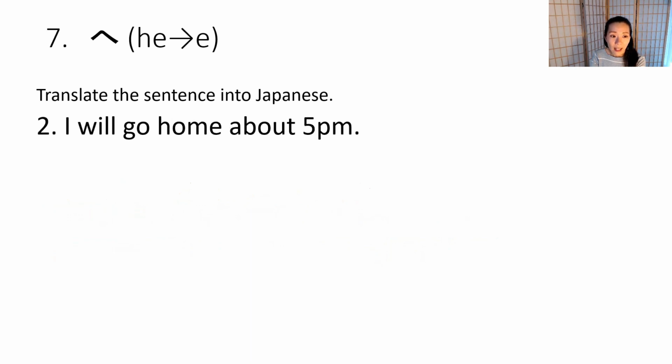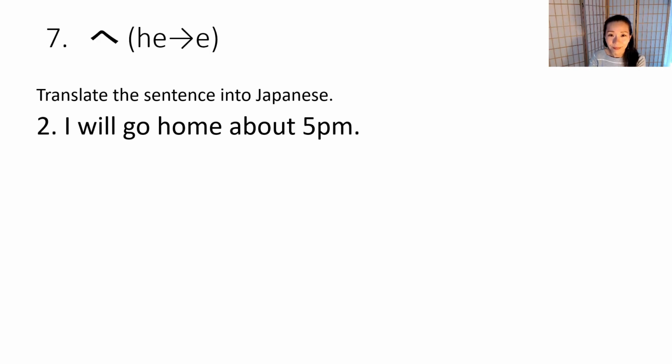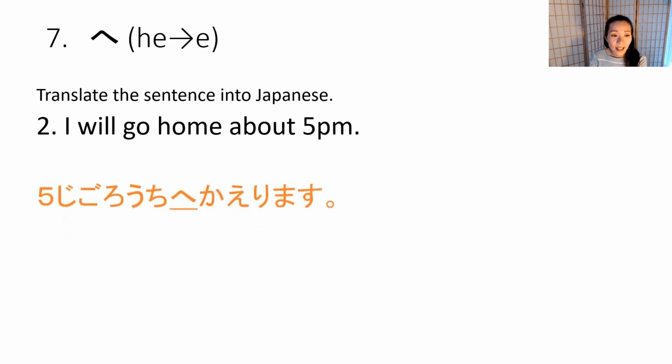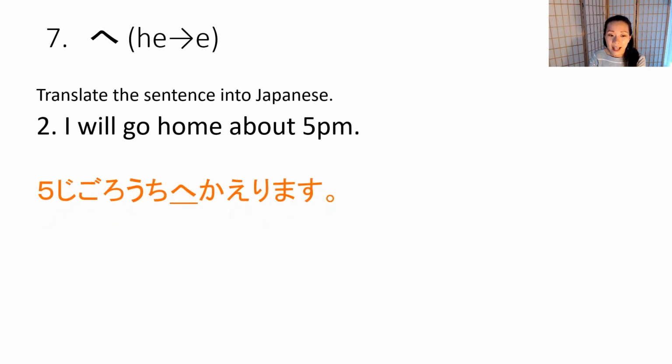The second exercise. 練習問題2。I will go home about 5 p.m. If you don't know how to say time or about, you can just practice the go home part. Start. Okay, so the answer is 5時ごろ家へ帰ります。5時 is a time. 5 is 5, 時 is the time counter; number plus 時 is how to say the time. So ごろ is about. Or if you like, you can use 5時ぐらい as well. 5時ぐらいに家へ帰ります is also okay.